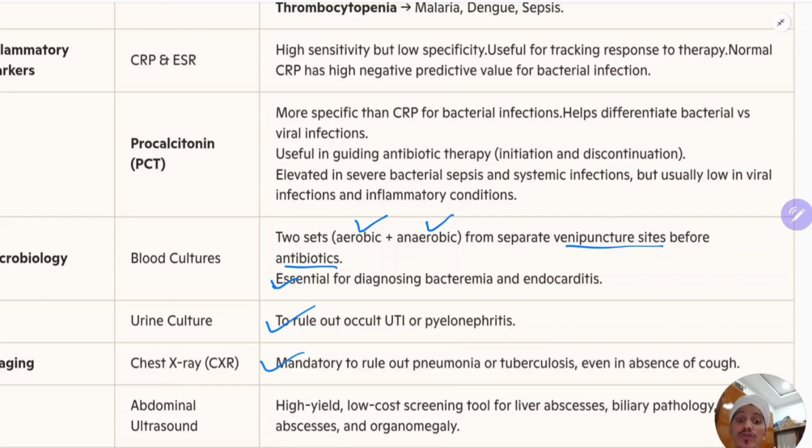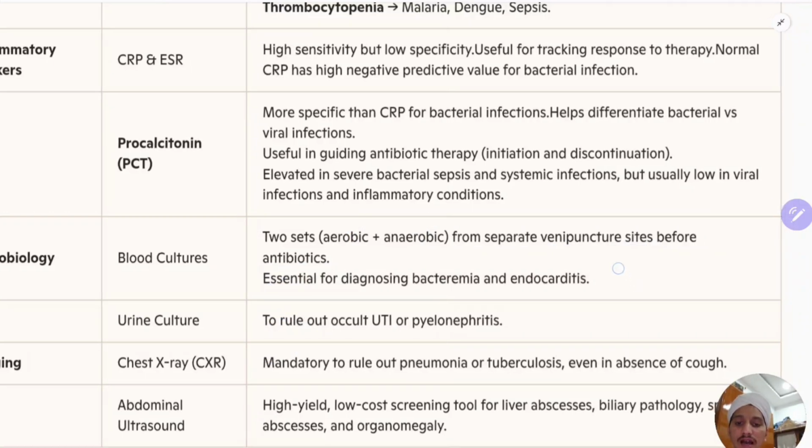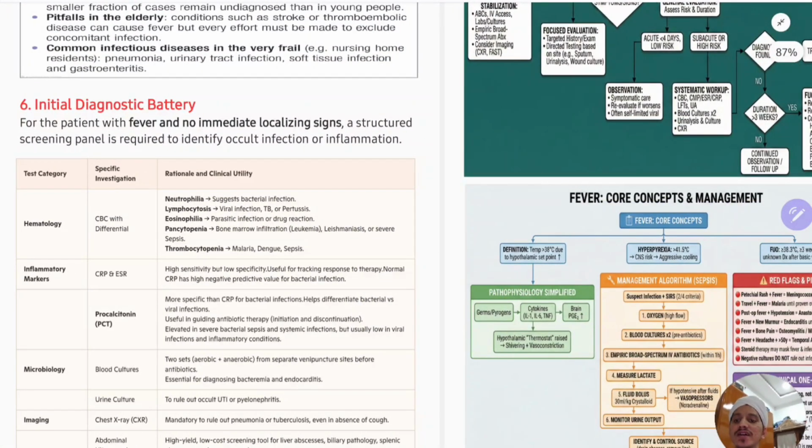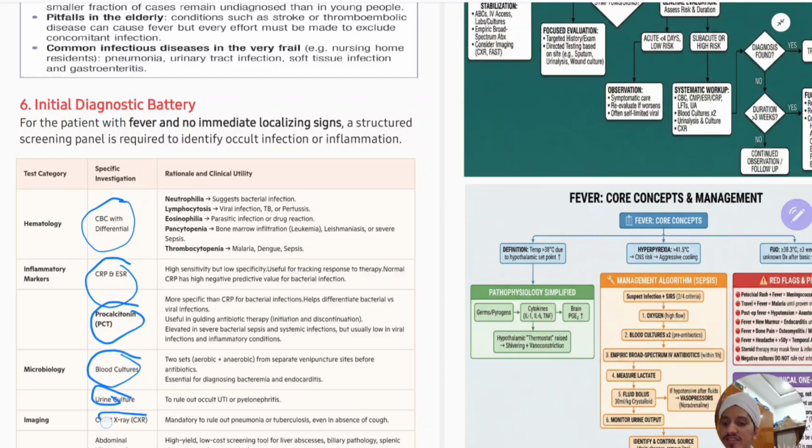Chest X-ray is mandatory to rule out pneumonia or tuberculosis even in the absence of cough. Abdominal ultrasound is a high yield, low cost screening tool for liver abscesses, biliary pathology, splenic abscesses, and organomegaly. So these are the initial tests: CBC with differentials, CRP, ESR, and sometimes procalcitonin, blood culture, urine culture, chest X-ray, and abdominal ultrasound. One more thing you can add here is malaria. For malaria in tropical countries, you can add a peripheral smear for any parasitic cause.